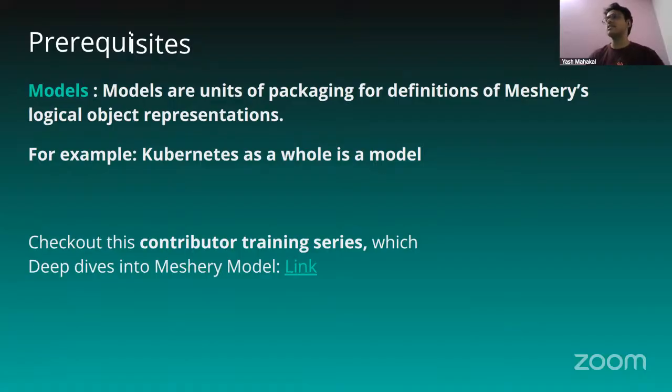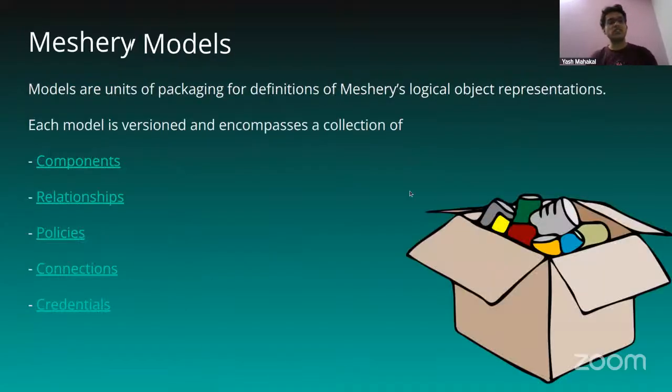Kubernetes is a system where you can find components like pods, deployments, and others, for example config maps, stateful sets, and daemon sets. These are the components, and Kubernetes, which encapsulates all of them, is the model for them. For better understanding, we have a contributor training series on Meshery models by Abid Sofi, so you can check out this workshop also. Let's talk about Meshery models more.